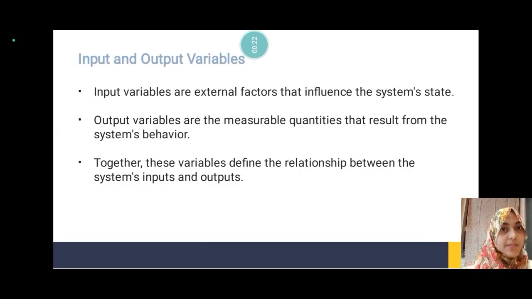Input and output variables. Input variables are external factors that influence the system state. Output variables are the measurable quantities that result from the system's behavior. Together, these variables define the relationship between the system's inputs and outputs.